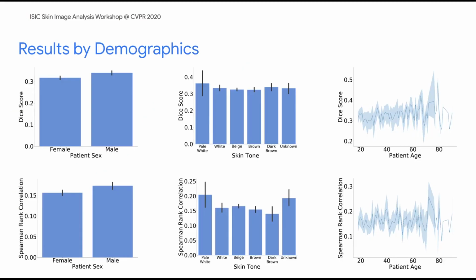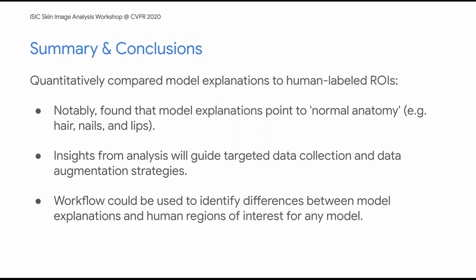Finally, we stratified our analysis by demographics and performed statistical significance testing on whether differences existed based on sex, skin tone, and age. We observed a statistically significant difference based on sex, but not based on the other two characteristics. In summary, we presented a technique to quantitatively compare model explanations to human-labeled regions of interest. In many cases, with the worst agreement between these two, the model explanations highlighted normal anatomy such as fingernails, hair, and lips, unrelated to the actual lesion that was present in the image.